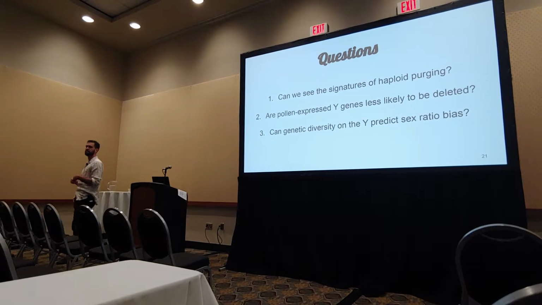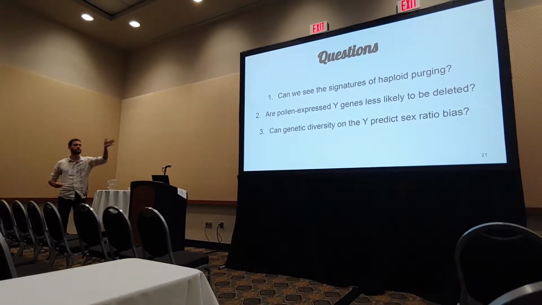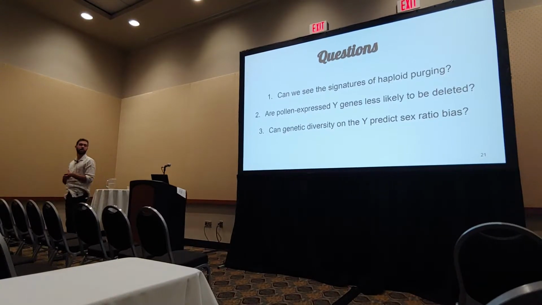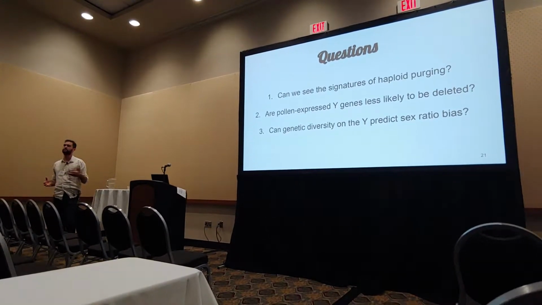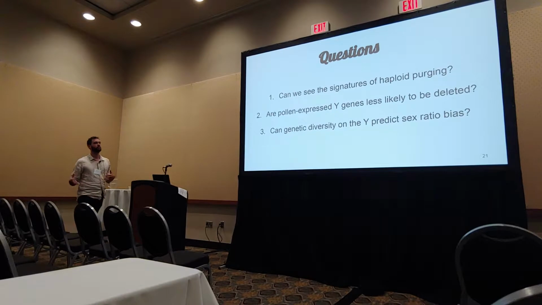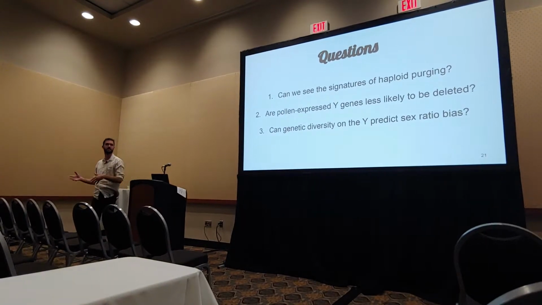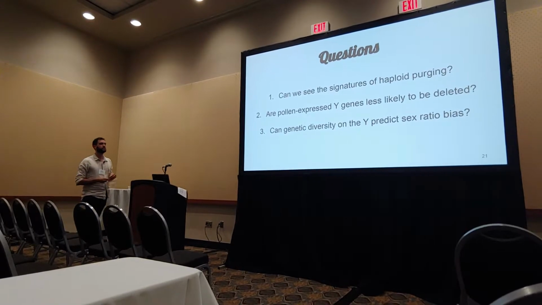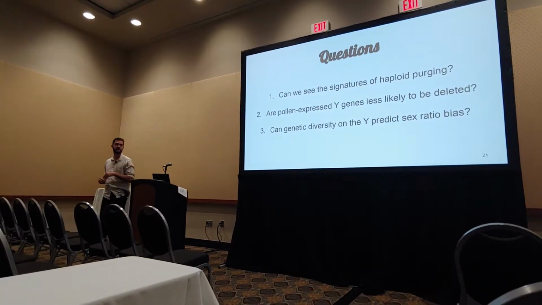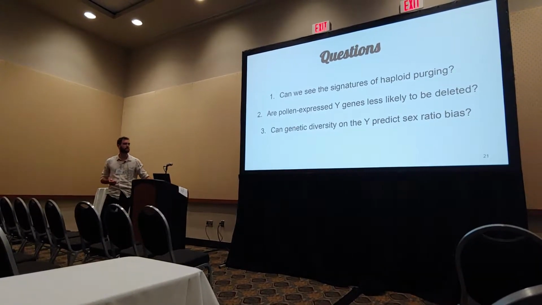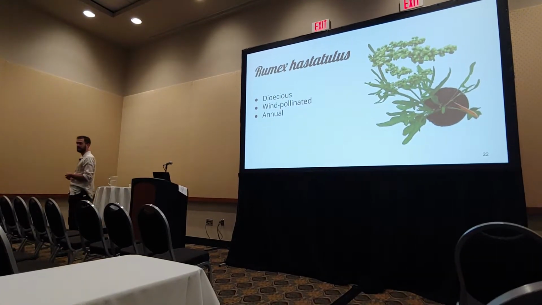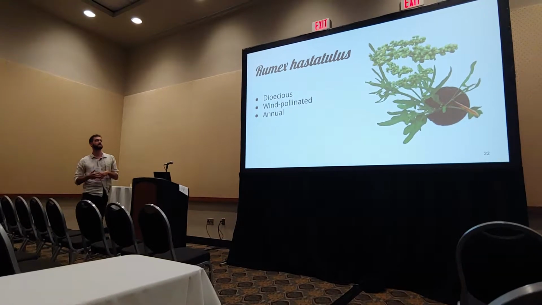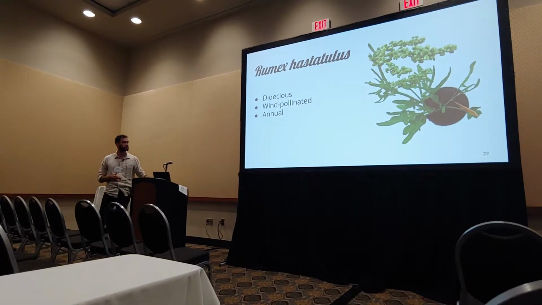And so the question that I wanted to ask today is, do we see signatures of haploid purging? Is this a real thing? Are pollen-expressed genes on the Y less likely to be deleted? So that would be this sort of balance between degeneration and haploid purging. And then I'll talk about whether we can use genetic diversity on the Y to predict the sex ratio bias a little bit later. So I study this question in Rumex hastatulus, which is this dioecious wind-pollinated annual.